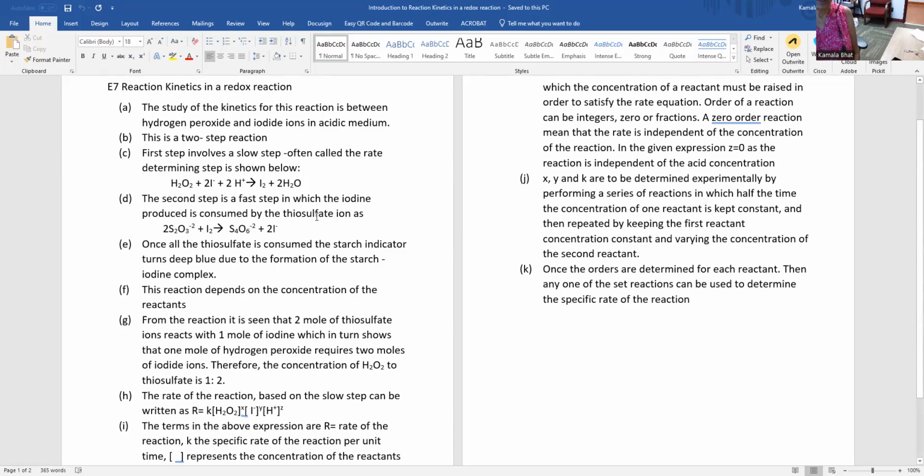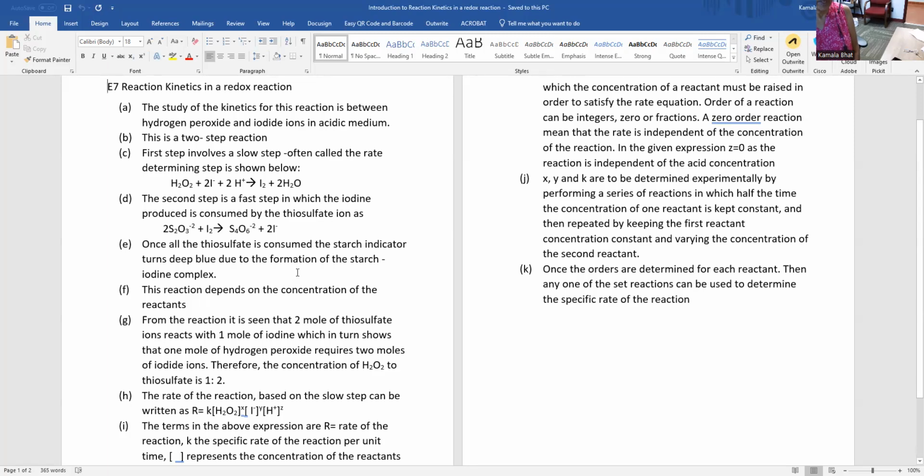This iodide ion, as it is produced, will go back and react with the thiosulfate ion till all the thiosulfate has been used up. Once all the thiosulfate has been consumed, then a deep blue color will form, indicating the completion of the reaction due to the formation of the starch-iodine complex. This particular reaction depends upon the concentration of the reactants. Before we go further, I just want to tell you that the slow step is also considered as the rate determining step for the reaction.